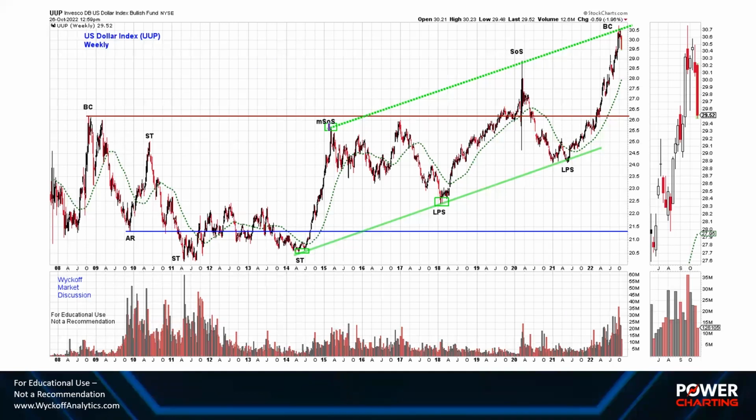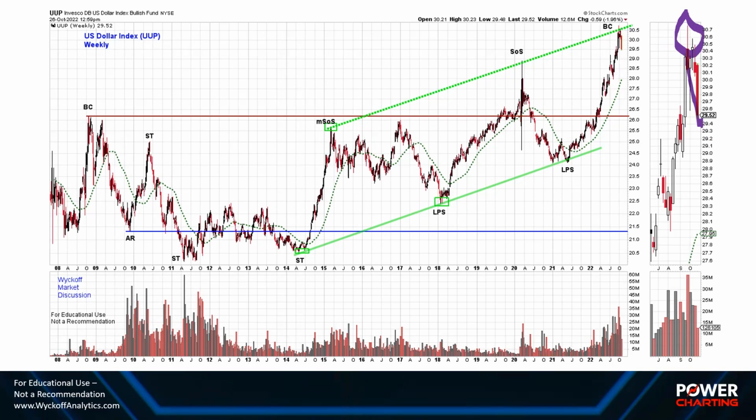We have an overbought line off of the midpoint of these two anchors. This gave us a stopping place in 2020, which was quite dramatic. We've studied this in great detail in the past. Now we have an acceleration up into a buying climax. You can see it here, buying climax, automatic reaction. This is on the weekly chart.